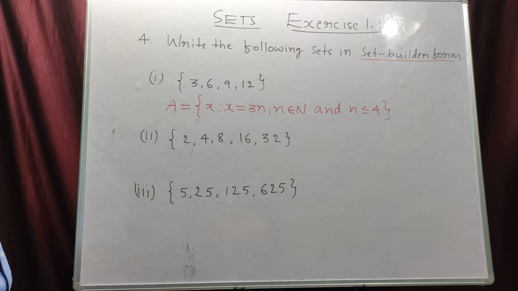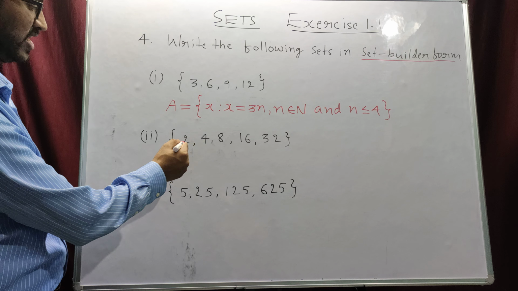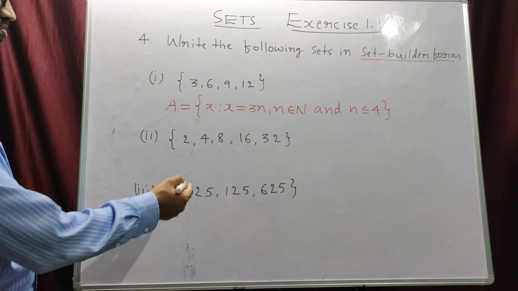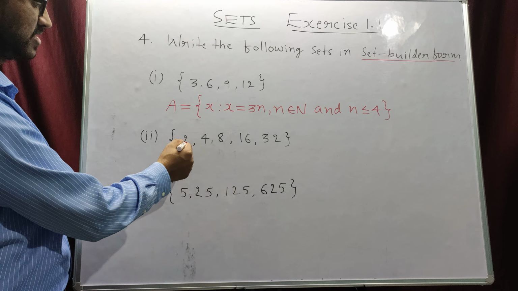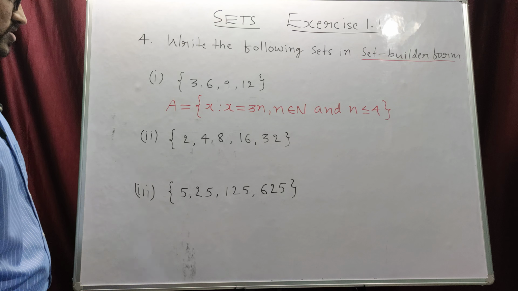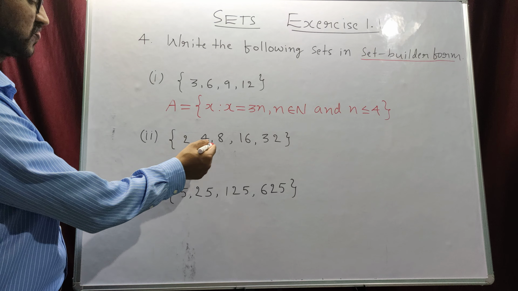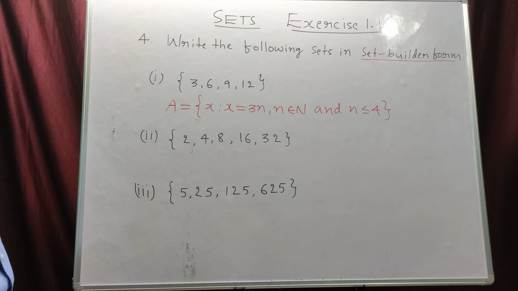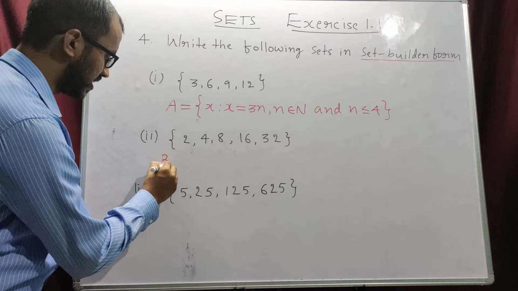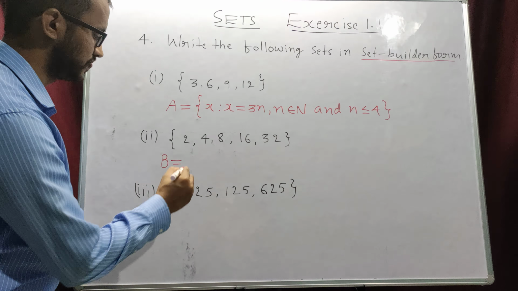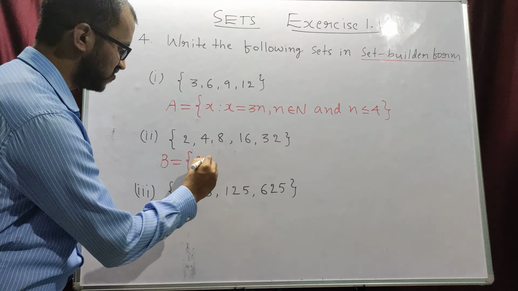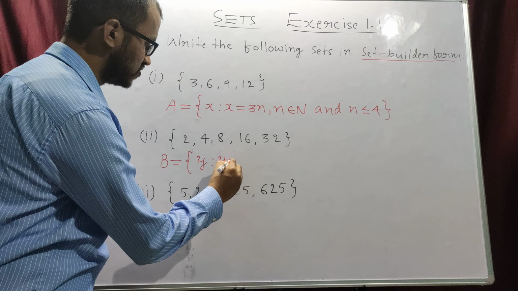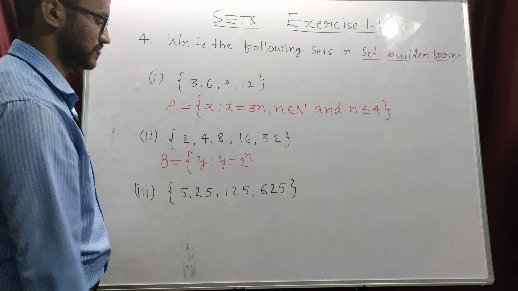Second question, set consisting of elements 2, 4, 8, 16, 32. So if you see the elements, these are powers of 2. So this is 2 power 1, 2 square, 2 cube, 2 power 4, 2 power 5. So in the set builder form, I can write B is equal to set of all y such that y is equal to 2 power n.